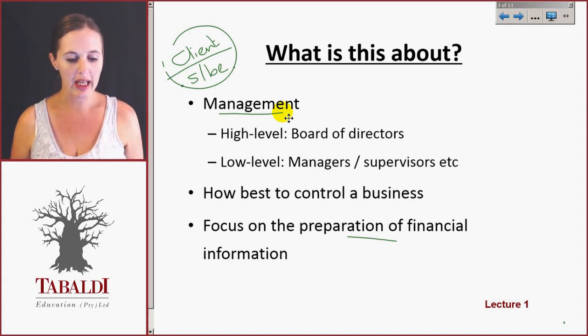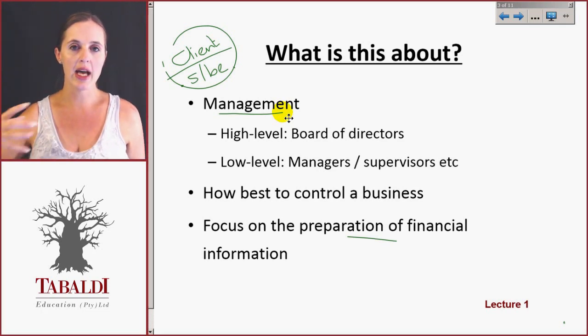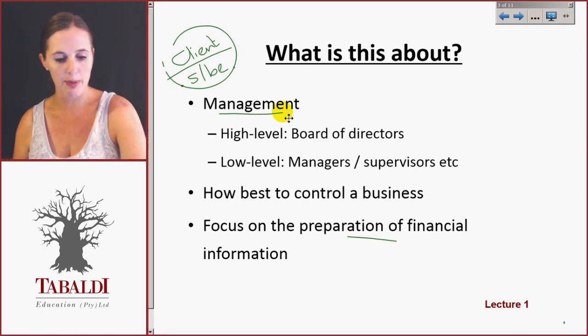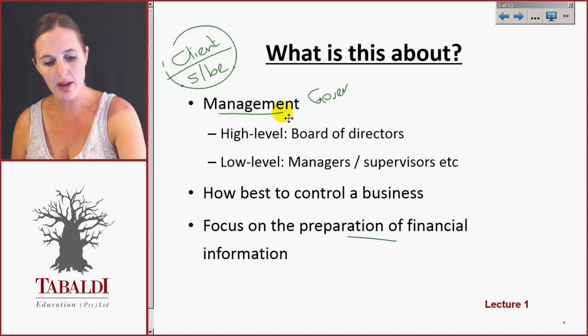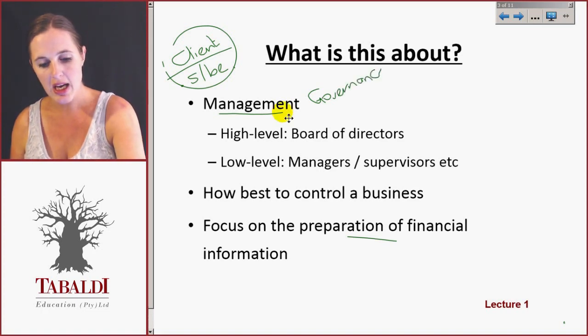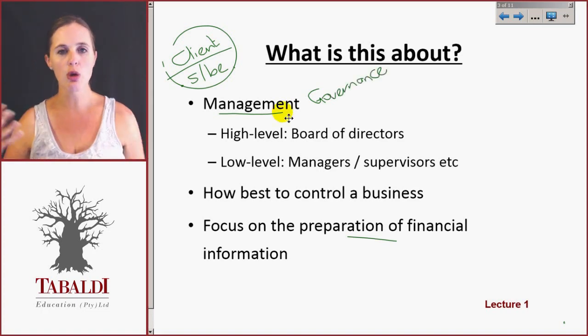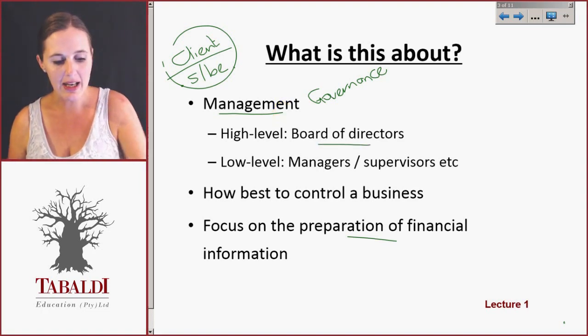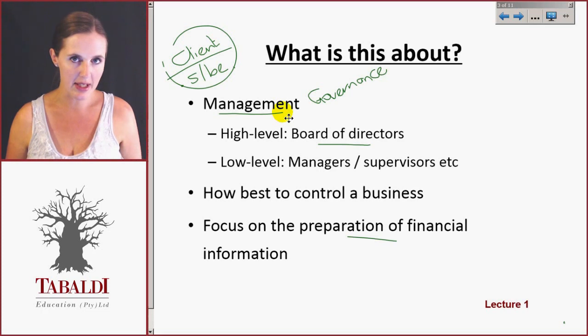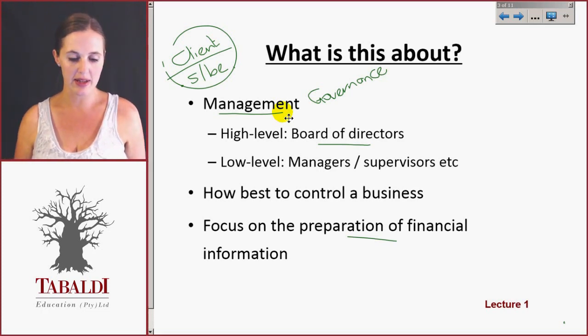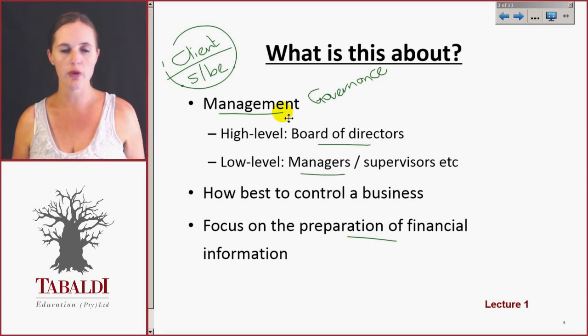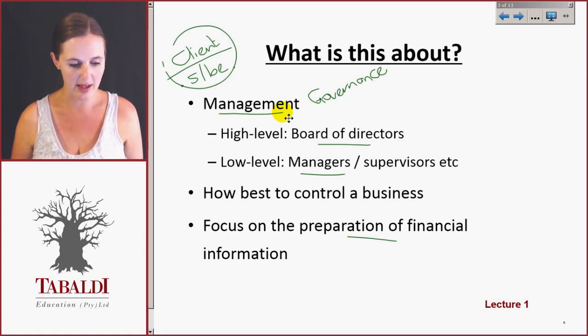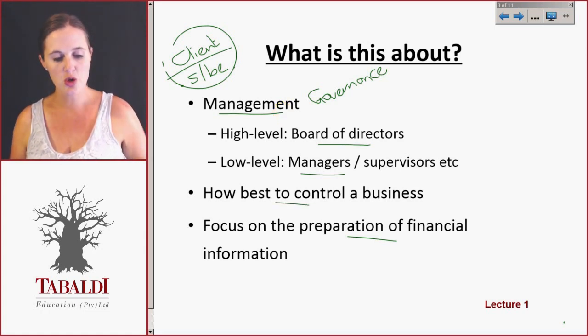We're going to start by looking at the management and the high-level governance of the company, right? So when management is governing the company, and the laws and so on that they must follow, we talk about that as your governance, statutory and otherwise. Your high level at the company is your board of directors and the specific legal requirements that they need to follow. Your lower level is what we talk about as management, supervisors, etc. How best to control a business.